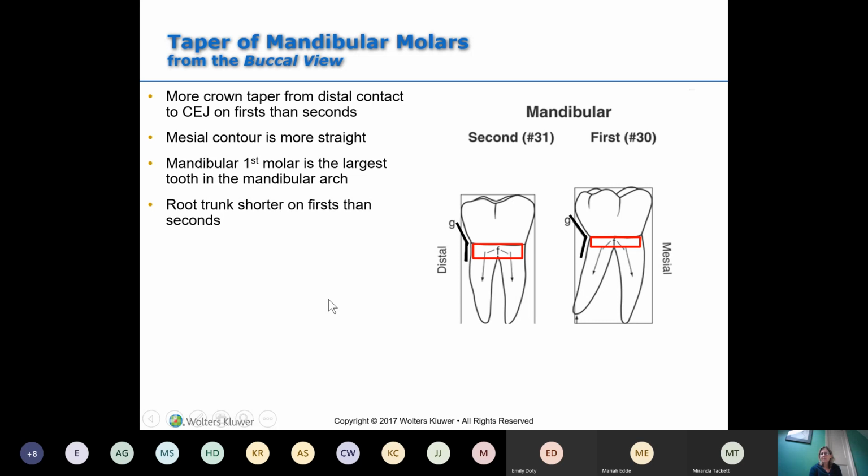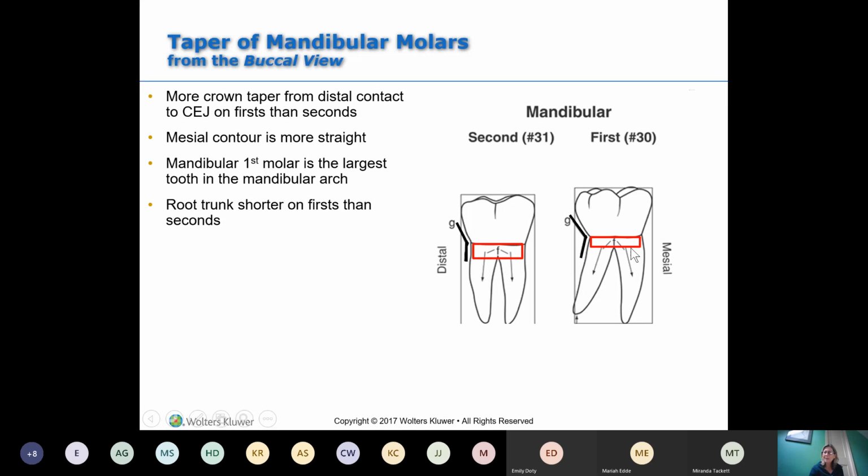Your mandibular first molar is the largest tooth in the mandibular arch. That's a pretty blanket statement. And your root trunk is shorter on the first than on the second. This is called your root trunk. Your root trunk is the distance from the CEJ to where the roots split or bifurcate. That's called your root trunk.